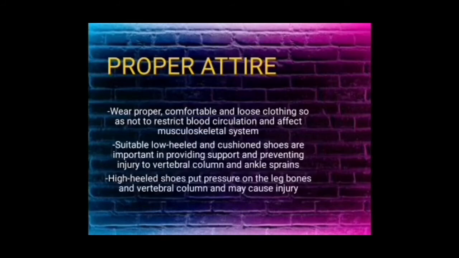So the next practice is wearing proper attire. Wearing proper, comfortable and loose clothing so as not to restrict blood circulation and affect the musculoskeletal system. Suitable low heel and cushion shoes are important in providing support and preventing injury to the vertebral column and ankle sprain, while high heel shoes put pressure on the leg bones and vertebral column and may cause injury. So, it is better for us to wear low heel and cushion shoes.